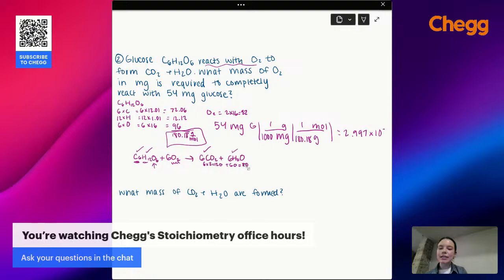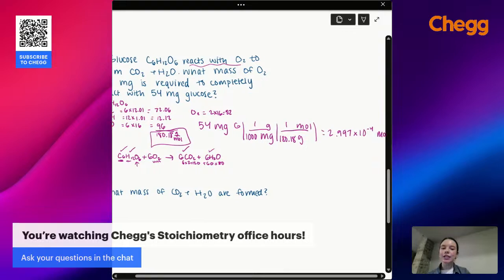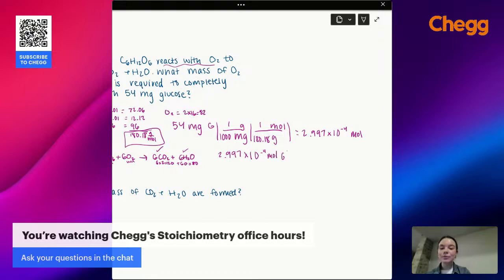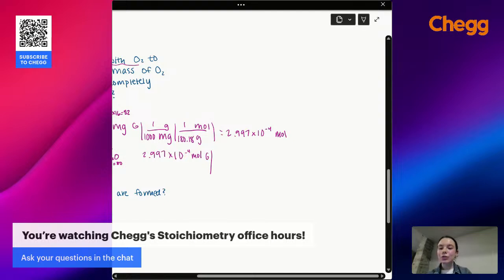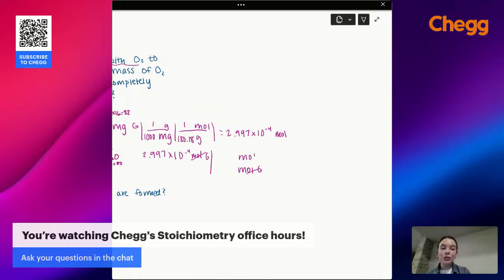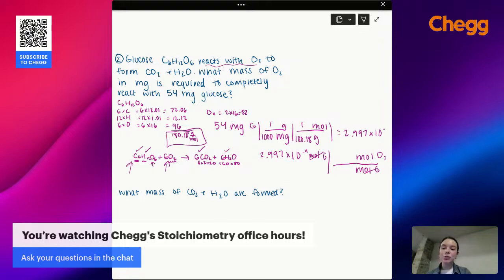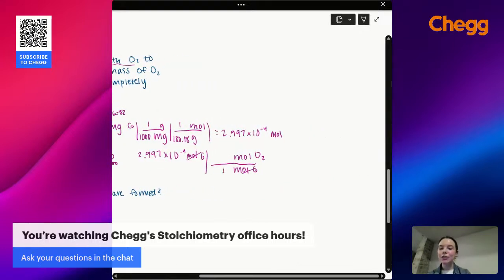Now I need to use it to get from moles of glucose to moles of oxygen. So I start with 2.997 times 10 to the negative 4 moles of glucose. Then I go to moles of glucose, cancel out top and bottom, 2 moles of O2. I go back to my chemical equation. I see 6 is my mole number for oxygen and 1 is my mole number for glucose. So I put a 1 with my glucose and a 6 with my oxygen. I'm going to put that in the calculator.